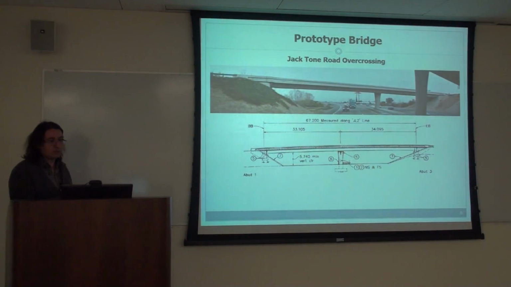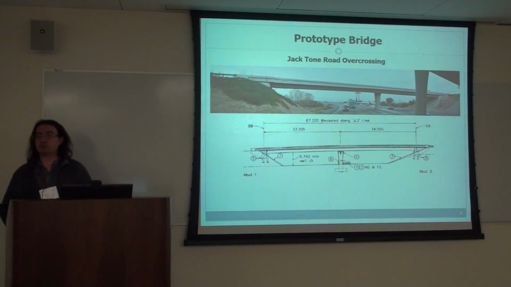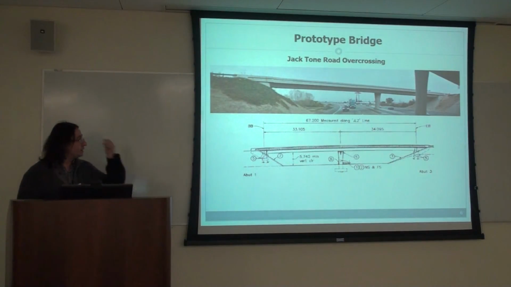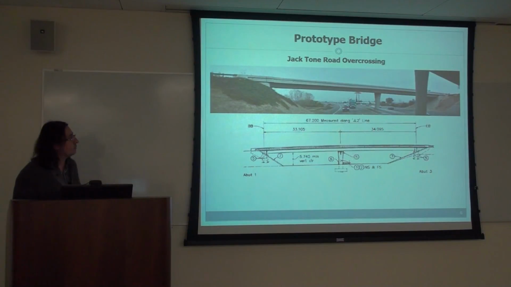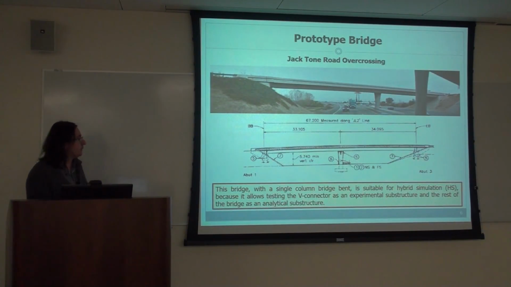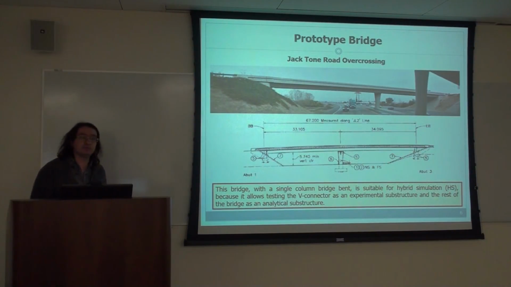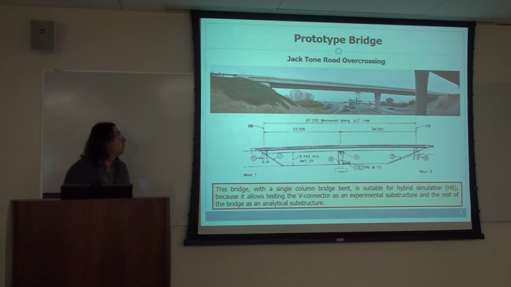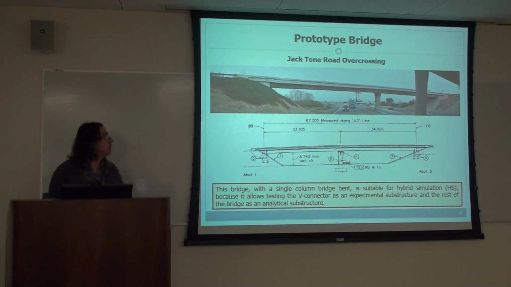And so to do the hybrid simulation, first we start with an analysis, and then we select a prototype bridge to move on. And this is a prototype bridge that was selected from Northern California. And this is basically a single column, two-span bridge bent, and this is suitable for hybrid simulation because we can test this V connector and model all the rest of the bridge as the analytical substructure.